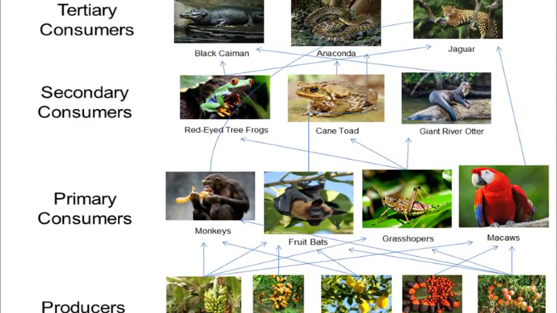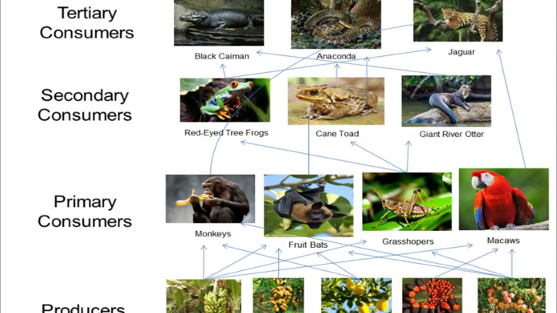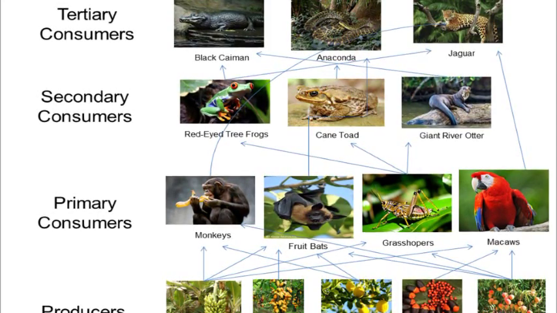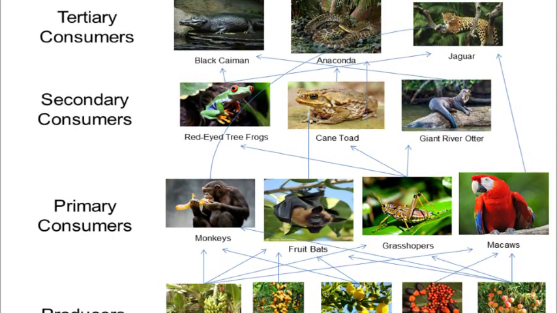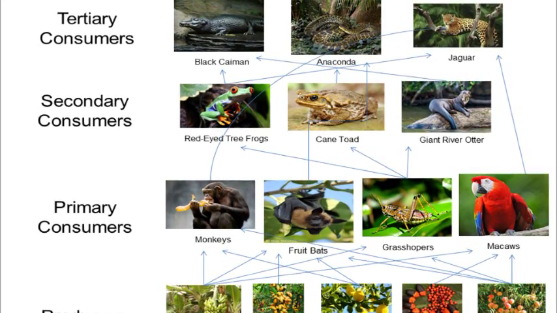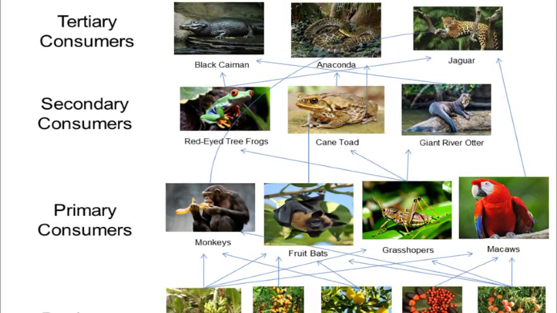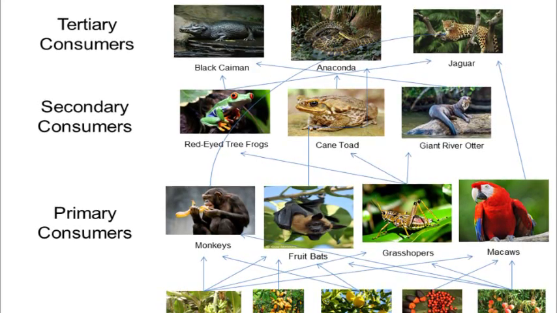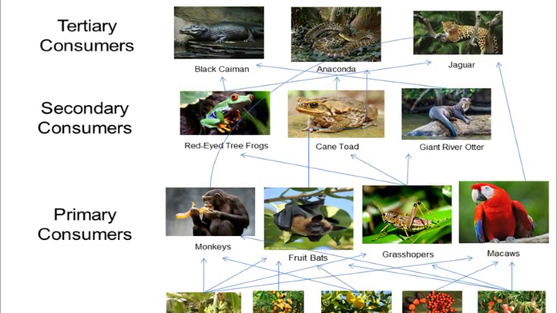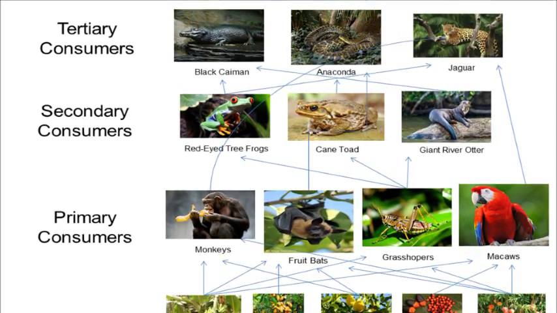Next, we have the secondary consumers. The red-eyed tree frog is eaten by the black caiman and the jaguar. The cane toad is eaten by the anaconda, and finally, the giant river otter is eaten by the black caiman. Since the black caiman, the jaguar, and the anaconda are tertiary consumers, they are not eaten by any other organism.